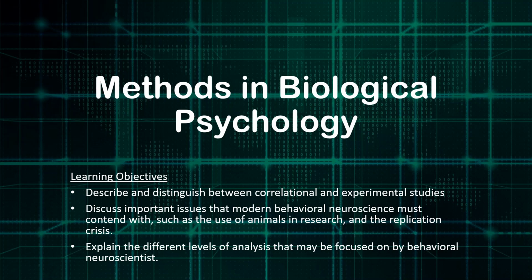For this lecture, our learning objectives are to describe and distinguish between correlational and experimental studies, discuss important issues that modern behavioral neuroscientists must contend with, such as the use of animals in research and the replication crisis, and explain the different levels of analysis that may be focused on by behavioral neuroscientists.